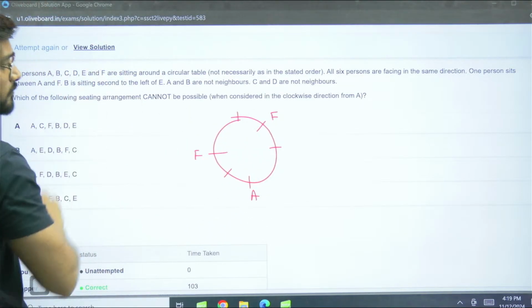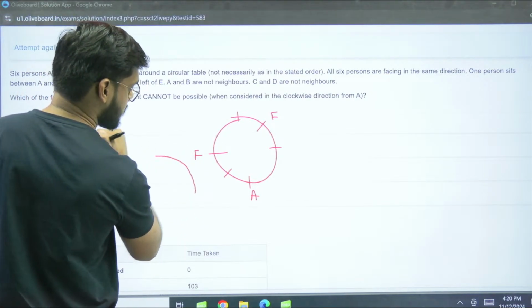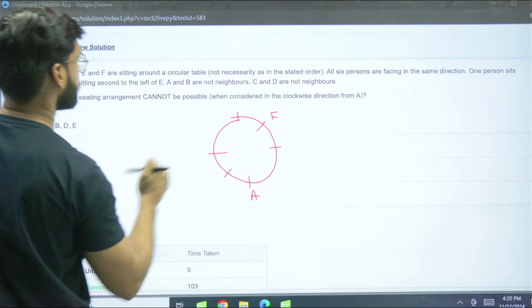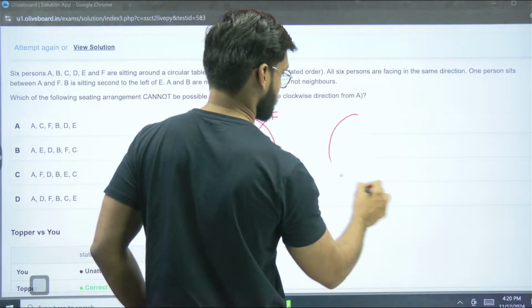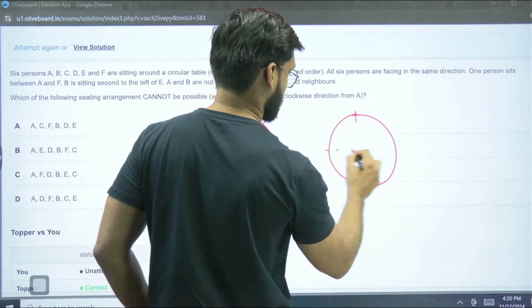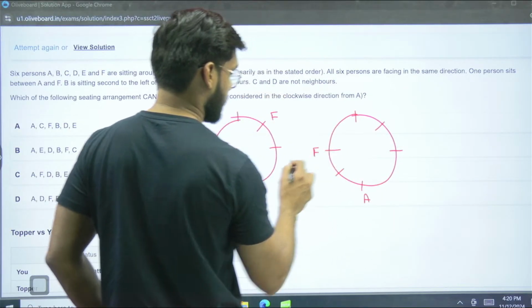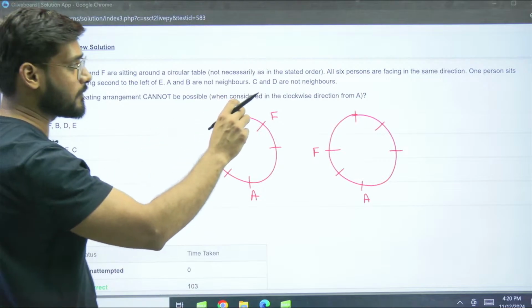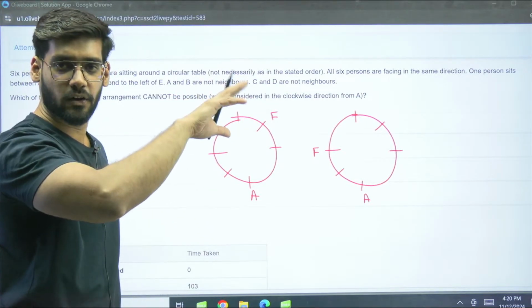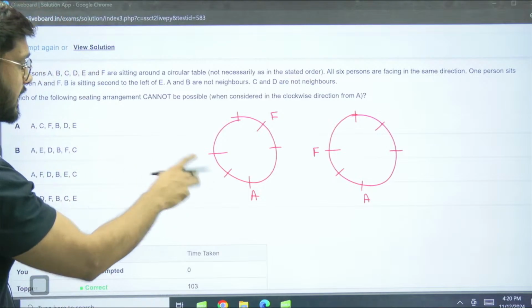B is sitting second to the left of E. Now let's draw one more possibility, because this will confuse us. Positions 1, 2, 3, 4, 5, 6. A and F like this, and A and F like this. All 6 persons are facing in the same direction, either inside or outside. I am doing it by facing them inside. Okay. One person between A and F, done.